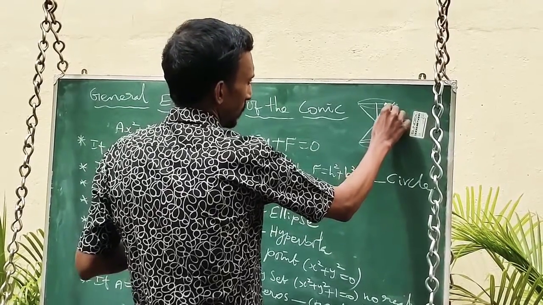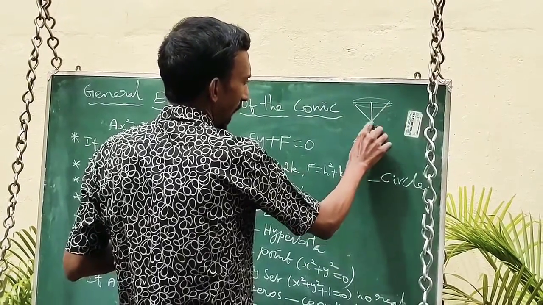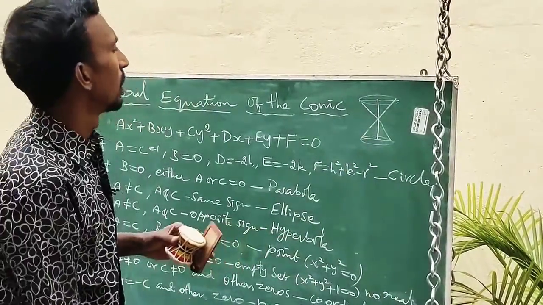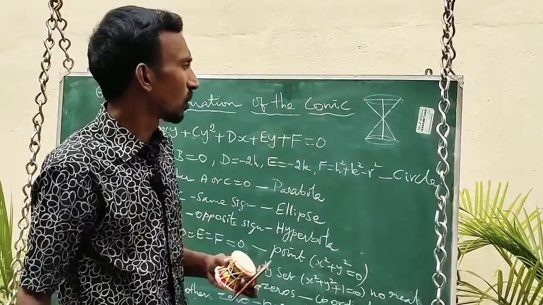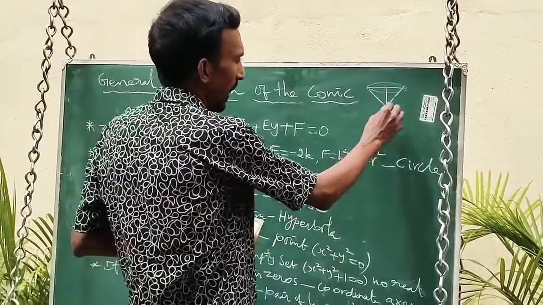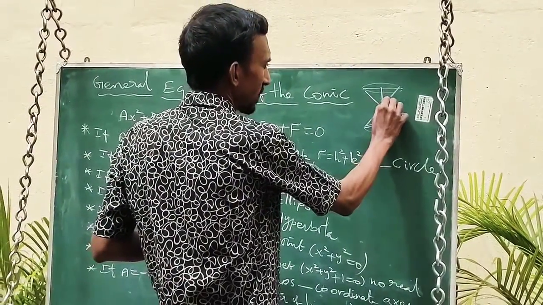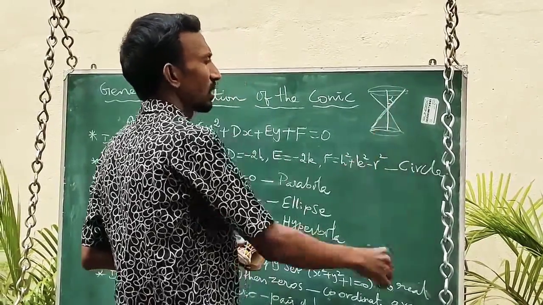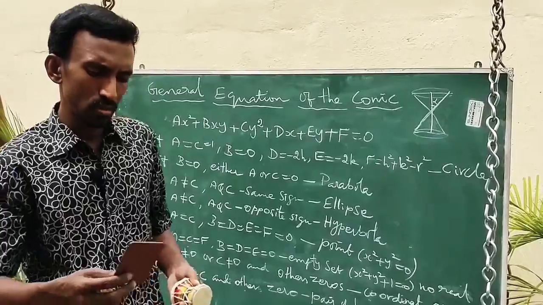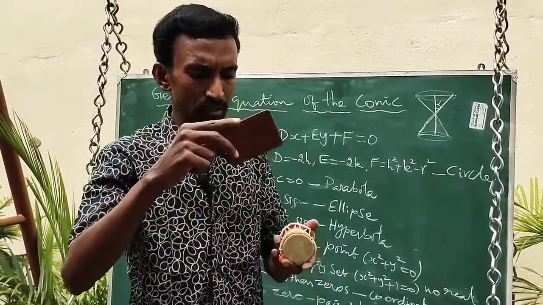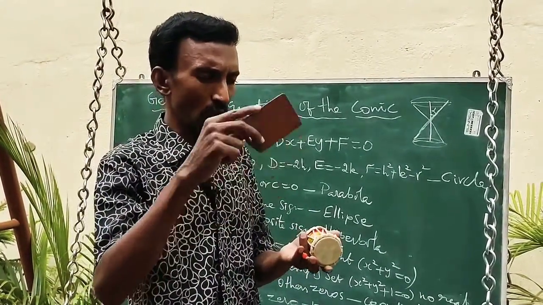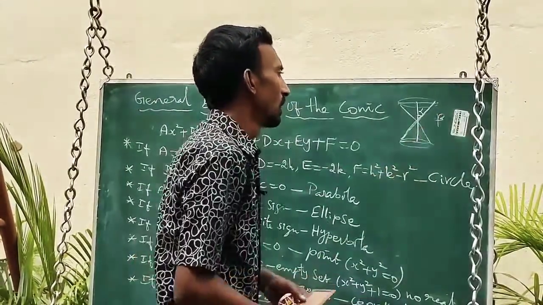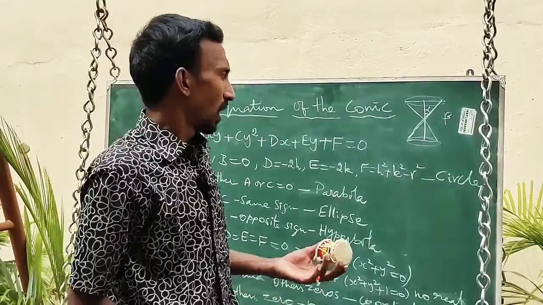If we rotate this line with respect to that axis, we get a double napped right circular cone. The angle between the axis and this line, which is called a generator, is denoted as alpha. Now the angle between the cone and the plane is taken as beta.